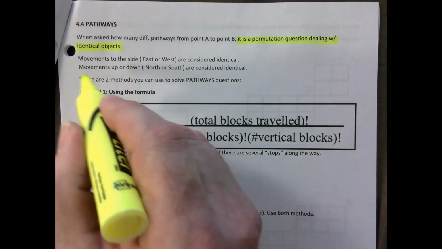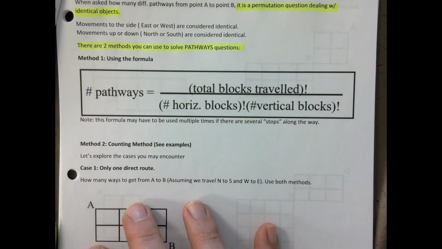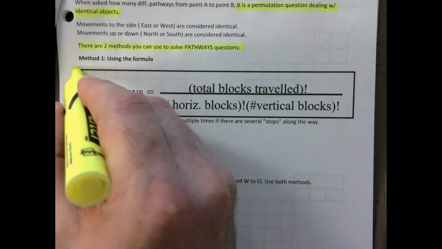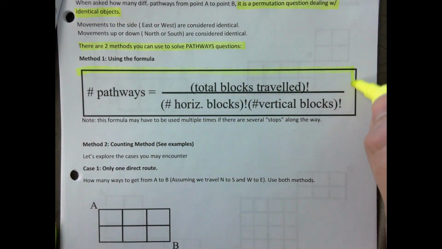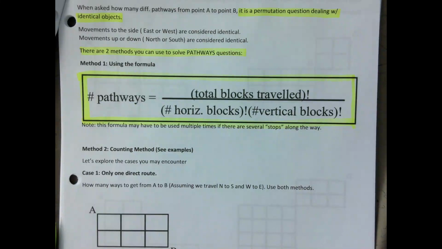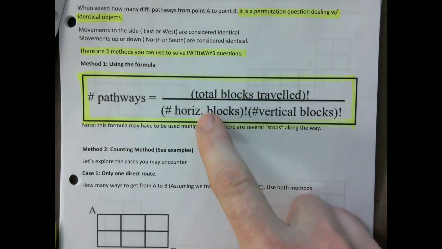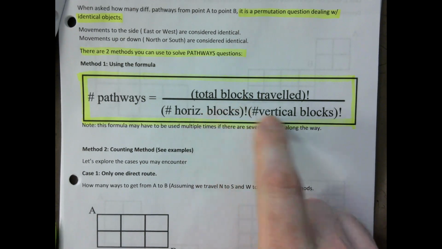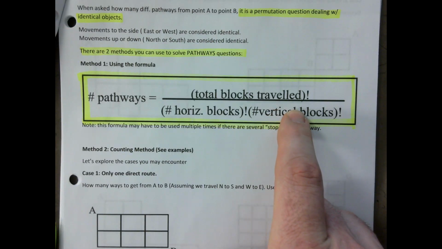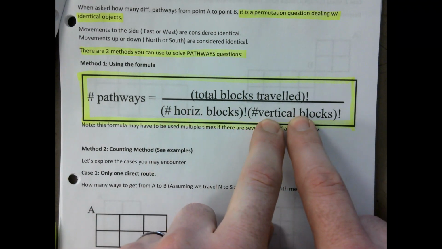There are two methods to solve pathways. You should have the formula. I would strongly suggest you have this formula on your study sheet. Believe it or not, it looks crazy, but this is exactly the same formula I gave you just a little while ago. What was at the top? N. And then we divided out the repeats, and we divided out another set of repeats. So moving side to side and moving up or down would be considered repeated moves.